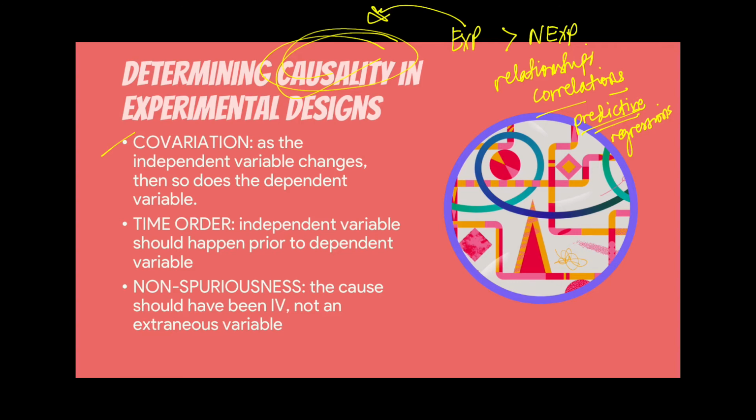As the independent variable changes, the dependent variable should also change. So if there's no change, or the change doesn't establish a pattern, then there's no covariation. Number two, time order. The independent variable should happen prior to the dependent variable. It means that the independent variable should almost always happen before the dependent variable exists.